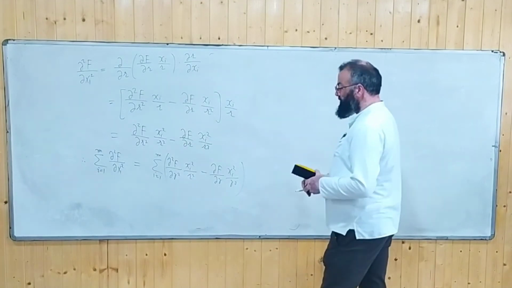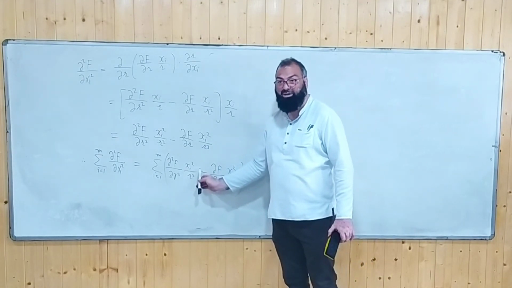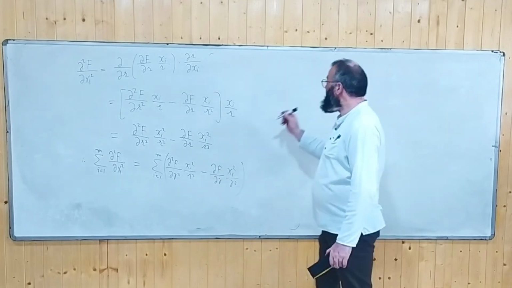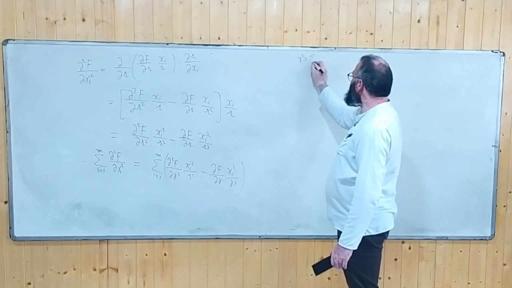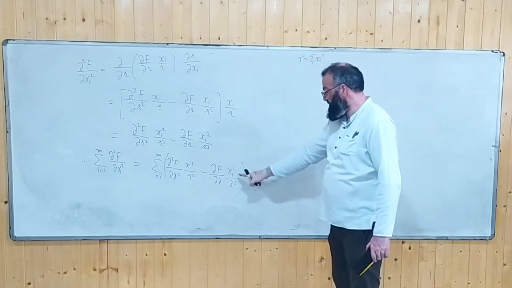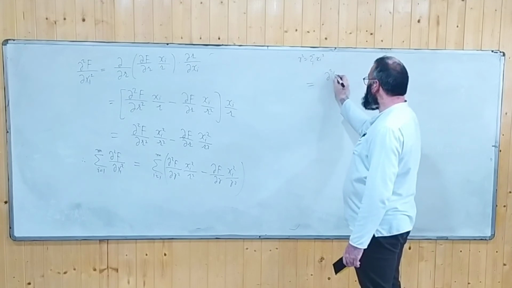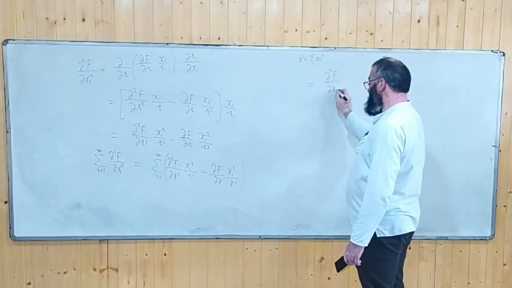Okay, so now you sum over i. When you sum over i, it will be x1 squared plus x2 squared, and so on. It will be simply r squared, is it? So r squared is simply what? The summation over i of xi squared. So similarly here, you are having simply partial 2f by partial r squared.